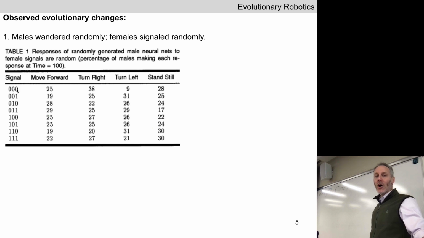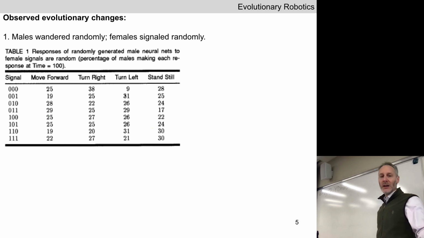What happened in all the cases in which a male heard the song 000? What did the males do on average? Turn right 38 times, they moved forward 25 times, turned left 9 times, stood still 28 times. During the same time period, the same 800 males, 19 of them moved forward when they heard this, 25 of them turned right when they heard this, and so on.